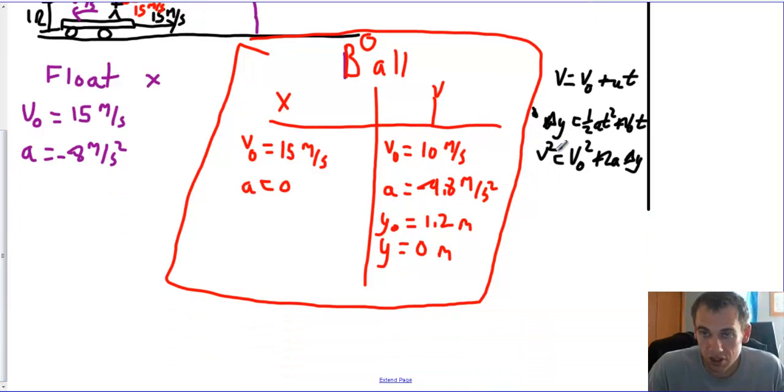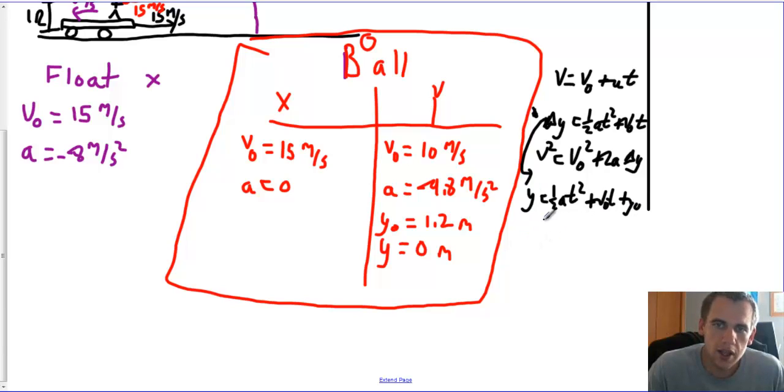Well, the second equation says change in position. Okay, so actually, you can rewrite that. It doesn't matter to me. You can say y equals 1/2 at squared plus v naught t plus y naught, right? y minus y naught is change in y. So there it is. There's the equation as we originally learned it.